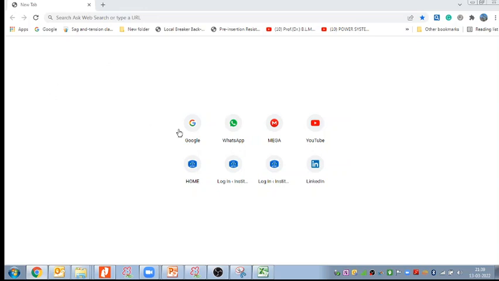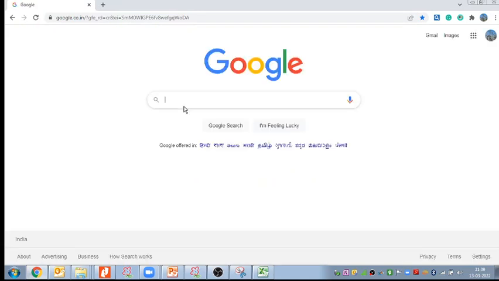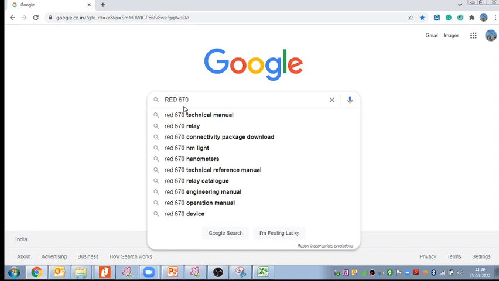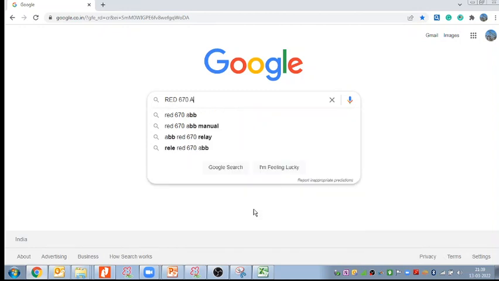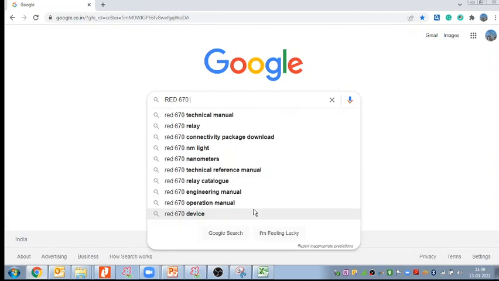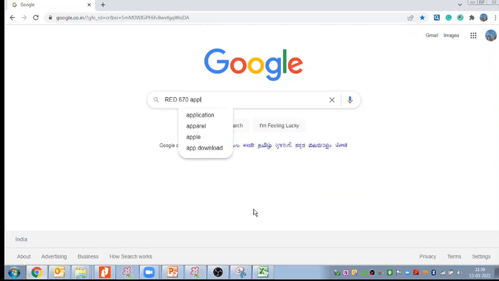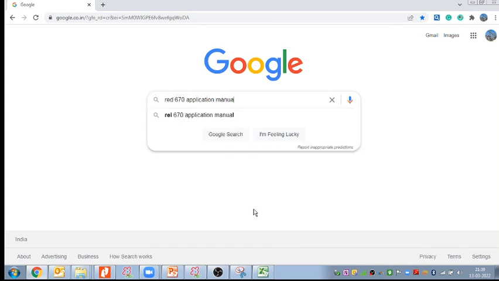Yes. So we are going and downloading RED 670. Now there are many manuals, technical manual, relay. Please go very specifically to the application manual, because if you download any other manual, you will not find the formula. So write up application manual, otherwise you will not find the formula.